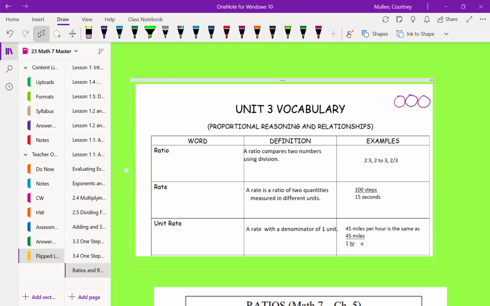A rate is the ratio of two quantities measured in different units. So for example, steps to seconds. And a unit rate is a rate with a denominator of 1 unit. So 45 miles per hour is the same as 45 miles divided by 1 hour. It's a unit rate because it's per hour, 1 unit. Pause the video and write down these 3 vocabulary words.